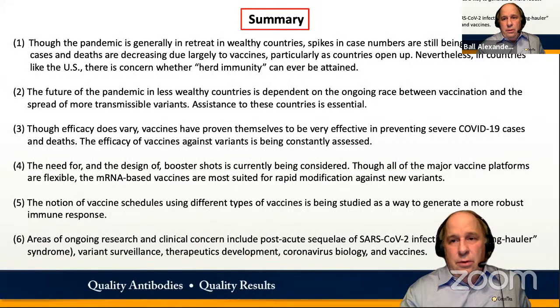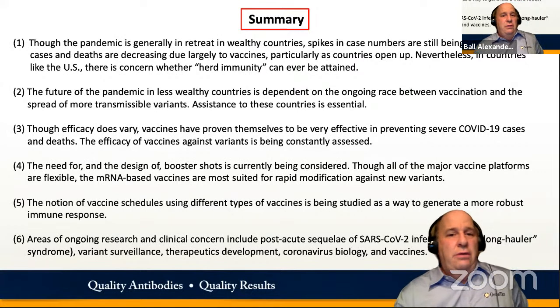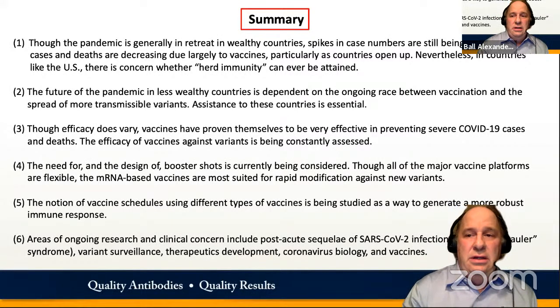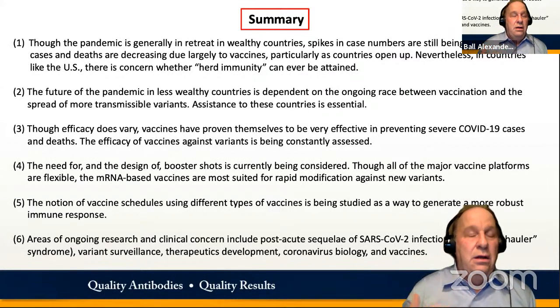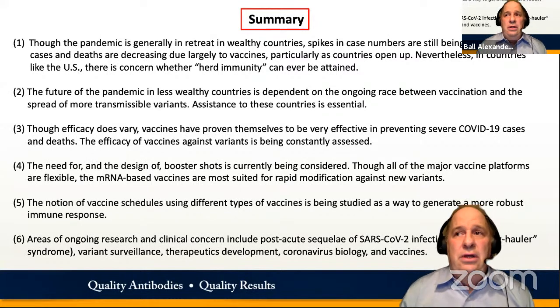To summarize this part of the talk, though the pandemic is generally in retreat in wealthy countries, spikes in case numbers are still being seen. Severe cases and deaths are decreasing due largely to vaccines, particularly as countries open up. Nevertheless, in countries like the US, there's concern whether herd immunity can ever be attained. And that can only be attained if as many people as possible get vaccinated. For example, in the United States, Dr. Fauci had suggested that herd immunity wouldn't be attainable until at least 70 to 85% of the population was vaccinated or had convalescent, post-infection immunity. And I think that number is probably being pushed more to 85%.